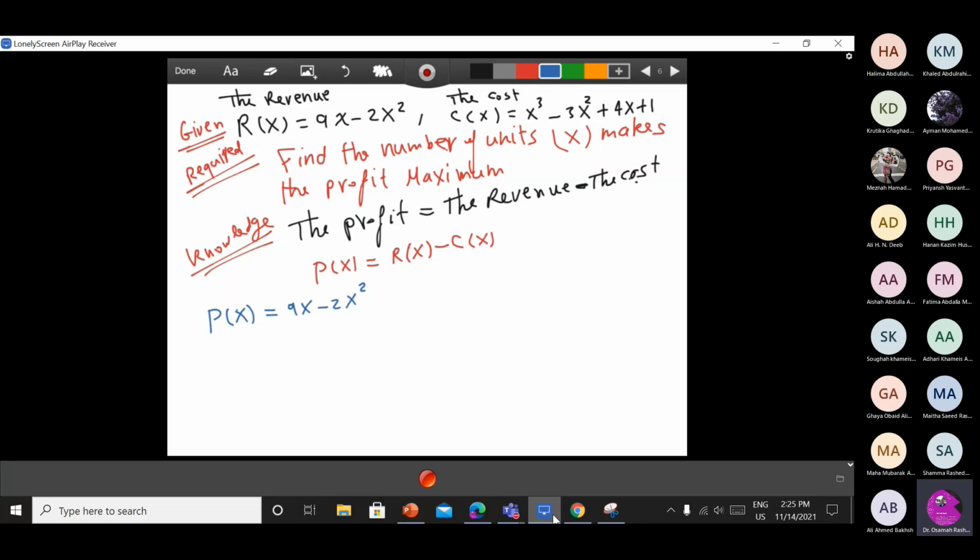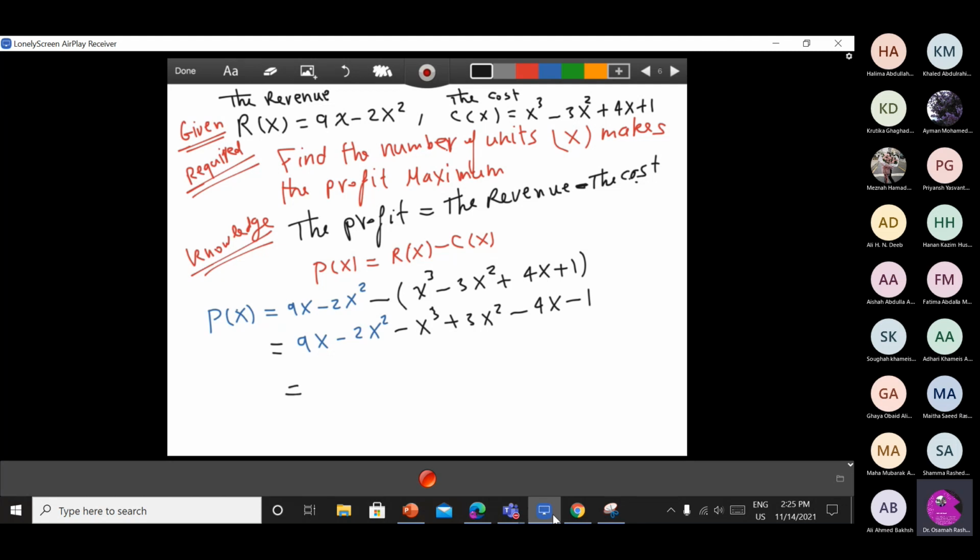This is given for you. And then minus. Once I have more than one term, I have to be very careful and open bracket and write C of X, which is X cube minus 3x squared plus 4x plus 1. Okay. Now this is 9x minus 2x squared. Now I multiply this minus inside each term, so I have minus x cubed plus 3x squared minus 4x minus 1.